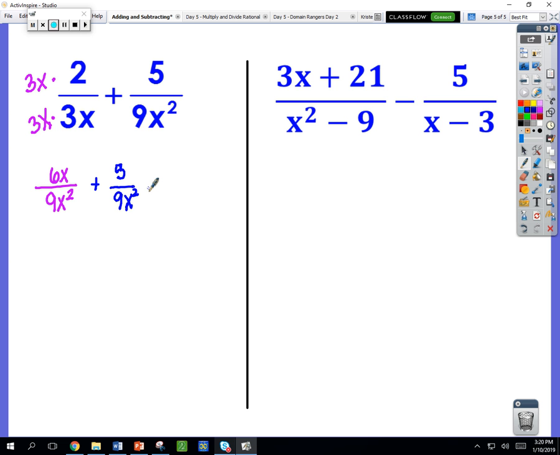So now I can follow the same steps I was before. It's the exact same as if it was like denominators. So again, the denominator stays the same. And then I just add across the top, 6x plus 5. There's no GCF in this, so there's no way to factor it. And I cannot reduce this, so this ends up being my final answer, simplified.